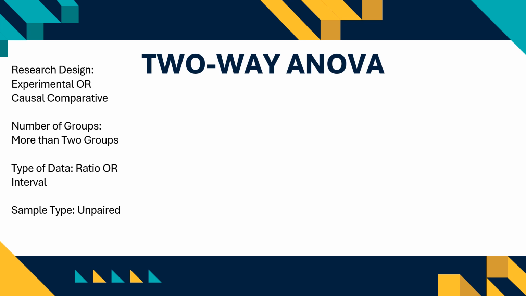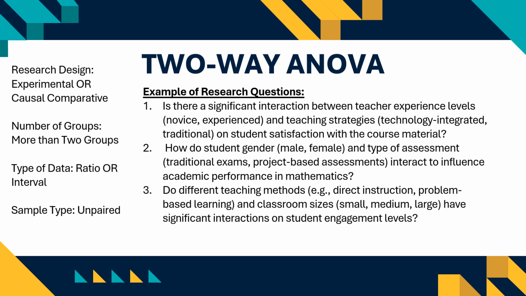You use the two-way ANOVA when you have an experimental or causal comparative research design, when you have more than 2 groups, the type of data is ratio or interval, and the sample type is unpaired. Some examples of research questions are, is there a significant interaction between teacher experience levels and teaching strategies on student satisfaction with course material? How do student gender and type of assignment interact to influence academic performance in mathematics? Do different teaching methods and classroom sizes have significant interactions on student engagement levels?